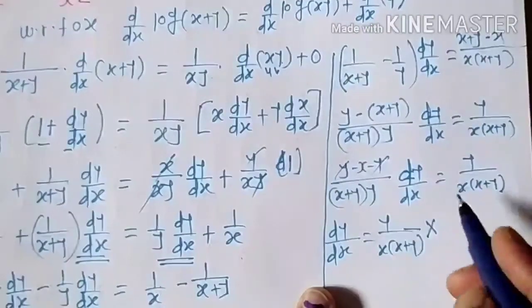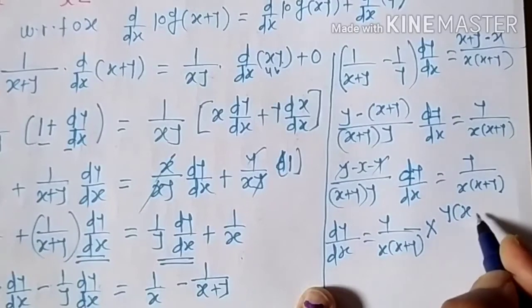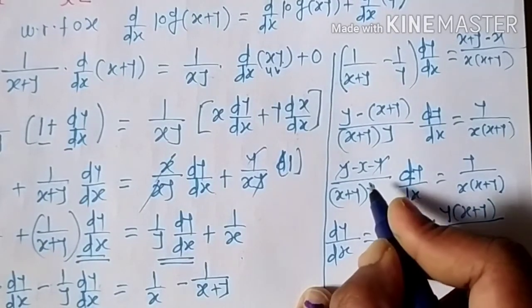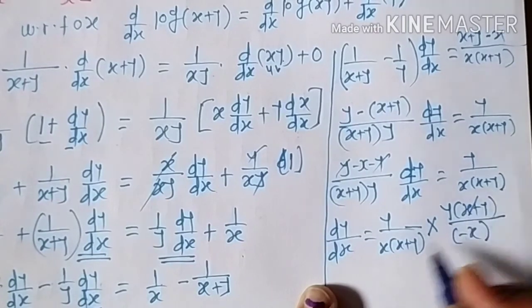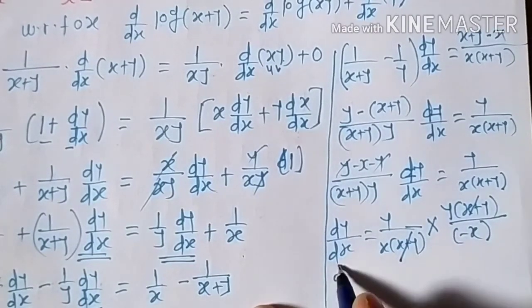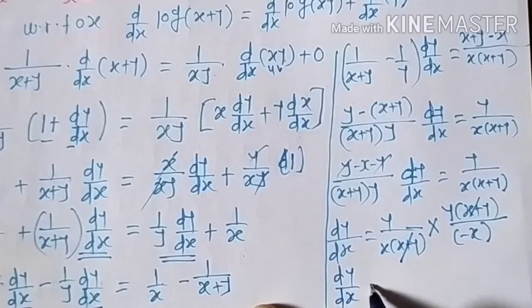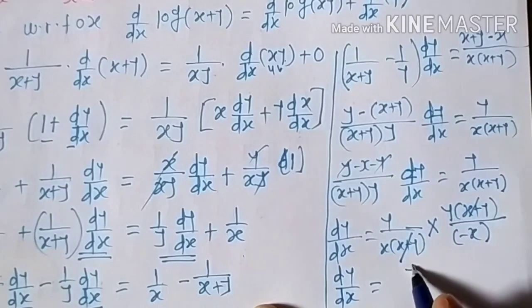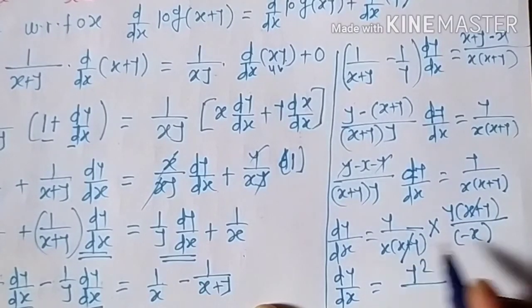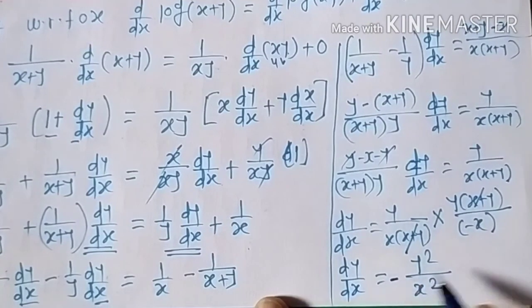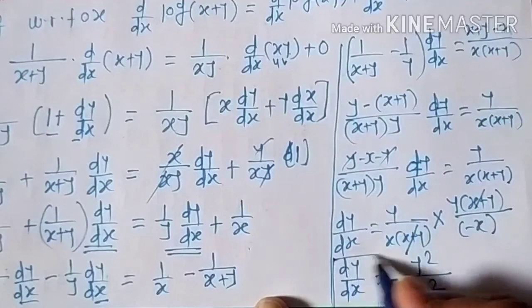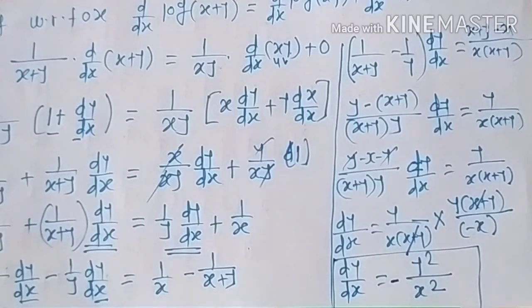And when we transfer this term to the right hand side, then its reciprocal is y into x plus y divided by the denominator, which is minus x here only. So this x plus y cancels out, and dy by dx is equal to the remaining y into y, y square, and the denominator is x into minus x, meaning minus x square. So what value of dy by dx did we get? dy by dx is equal to minus y square upon x square.